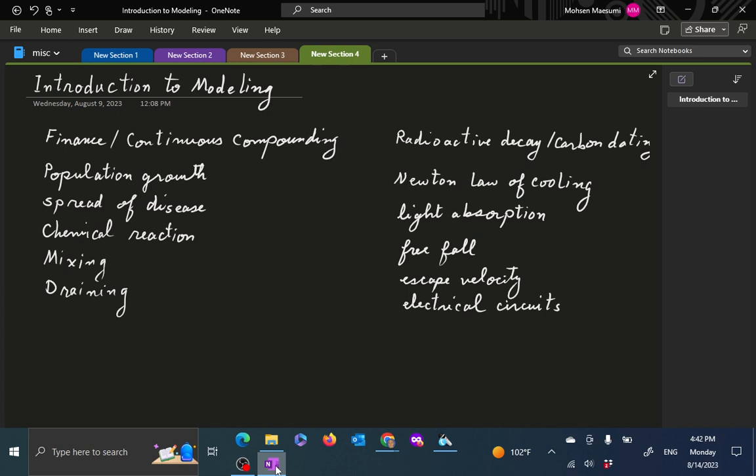Today's topic is going to be Introduction to Modeling using ODEs. You see, I've written a long list of topics here. Let's just take a look at them. Finance and continuous compounding, population growth, spread of diseases, chemical reaction rates, mixing, draining, radioactive decay and carbon dating, Newton's law of cooling, light absorption, free fall, escape velocity, and electrical circuits.